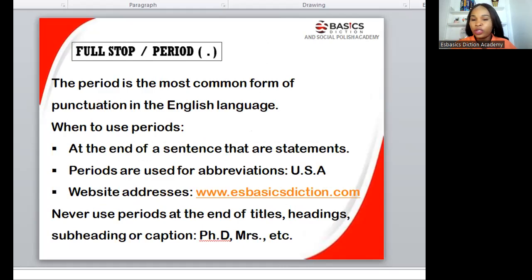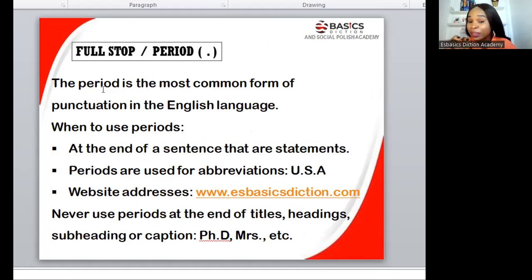We have the full stop or period. This is the symbol for full stop. The period is the most common form of punctuation in the English language. It is the most common. When do you use periods?